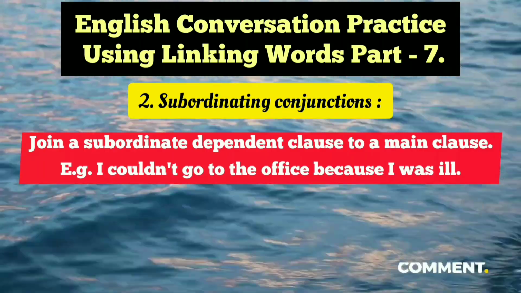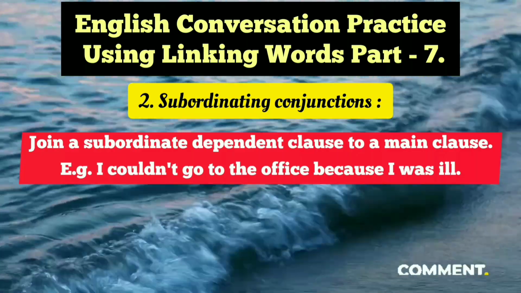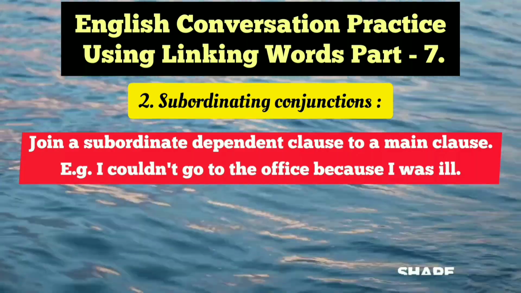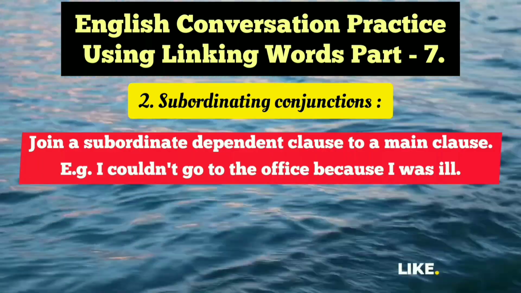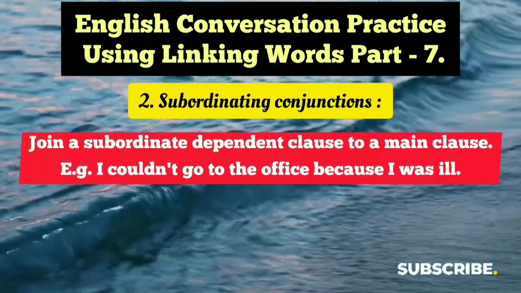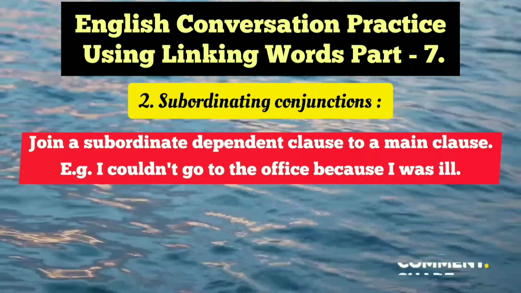So let me show you how to use it. I could not go to the office because I was ill. So here, I could not go to the office is obviously the main clause, and because I was ill is the dependent clause. So I'm quite sure it's crystal clear and it is giving me the reason.